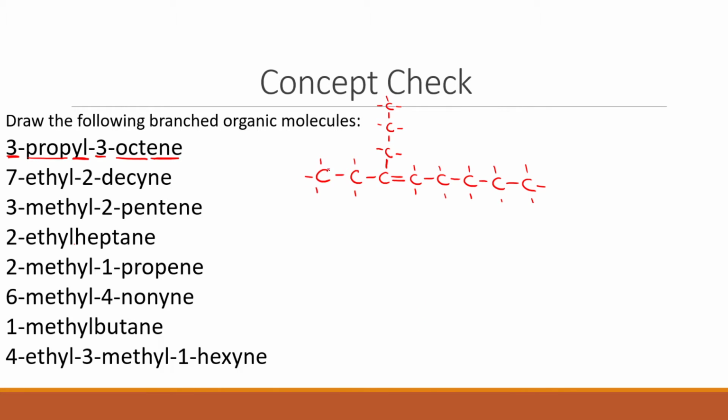Right, so I've got 8 carbons in a row, a double bond on the 3rd carbon. That's my 3-octene. A branch of 3 extra carbons coming off of the 3rd carbon. 3-propyl. Together I've got 3-propyl 3-octene.